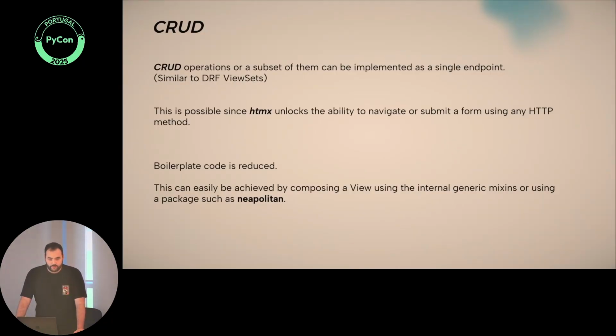CRUD. Usually on a regular MPA, you can only do CRUD using different views, and you can't do delete or put or patch in a regular form or anchor. With HTMX, you can do it. So you can turn a regular Django view into a DRF view set and do all the CRUD operations in a single view, which streamlines a lot of basic functionality. You can build your own, which is recommended just for training and to know how Django works. But you can also use packages such as Neapolitan that provide all that functionality.